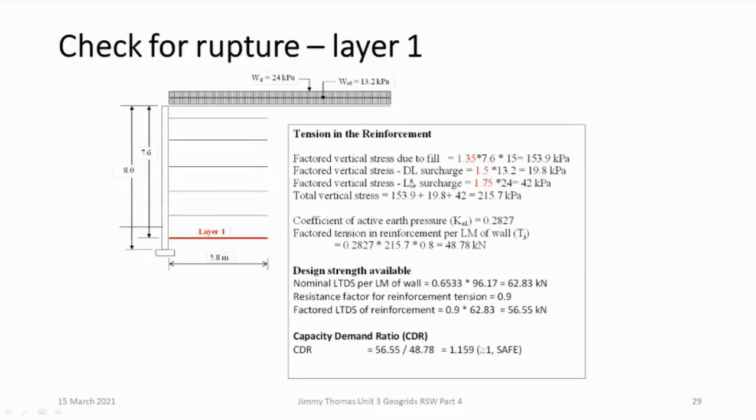And since we want to consider the maximum vertical force, we have to consider the live load surcharge with a load factor of 1.75 as per AASHTO. So when we add all this up, we get the total vertical stress at that level as 250.7.